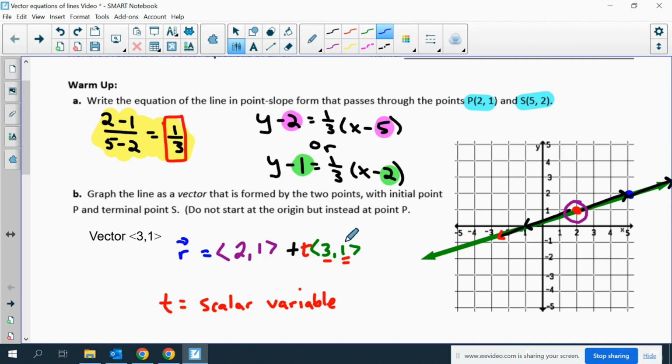You can change (3, 1) however you want as long as it goes along the slope 1/3. And t can be positive or negative. It's any real value. So I could, again, have made this (-3, -1). And it ends up being the same thing because t can be any value.